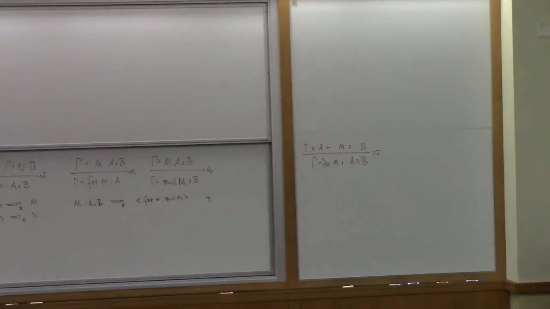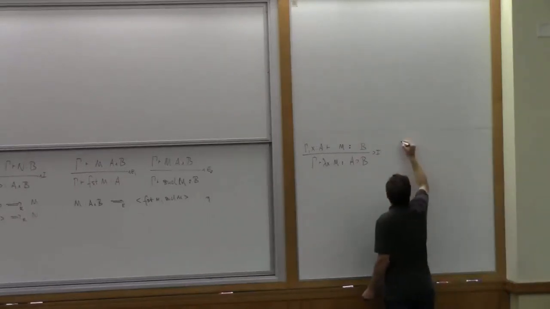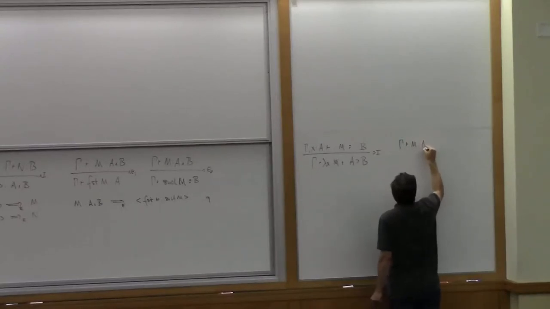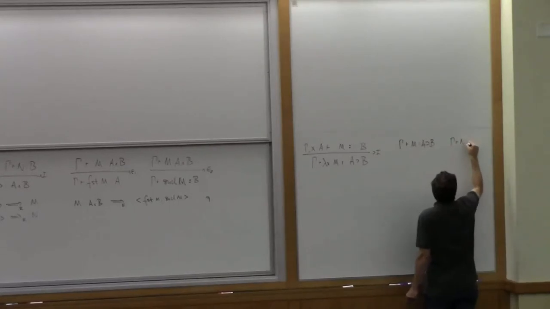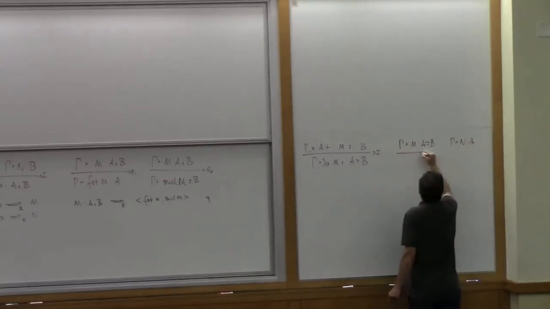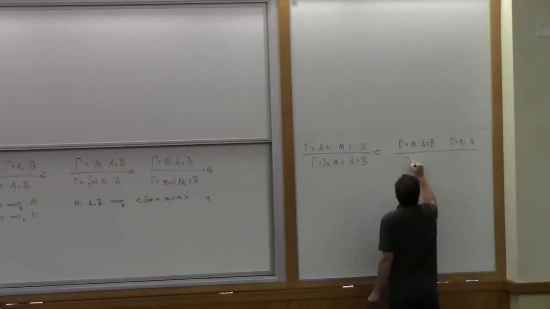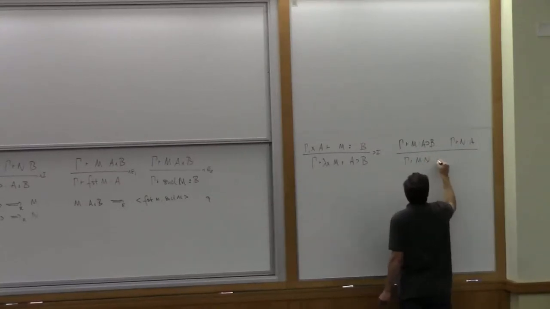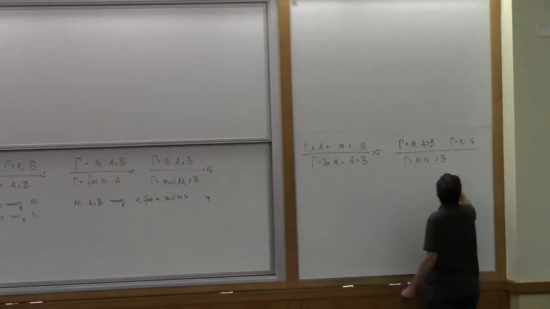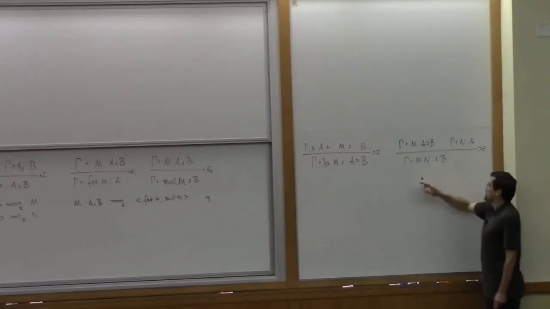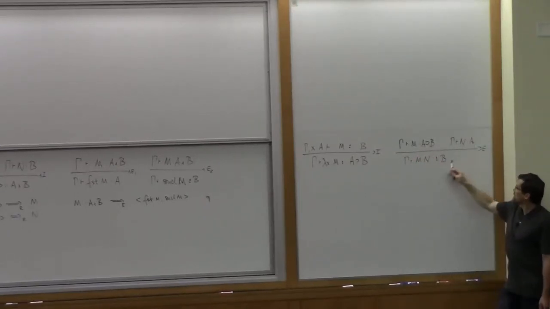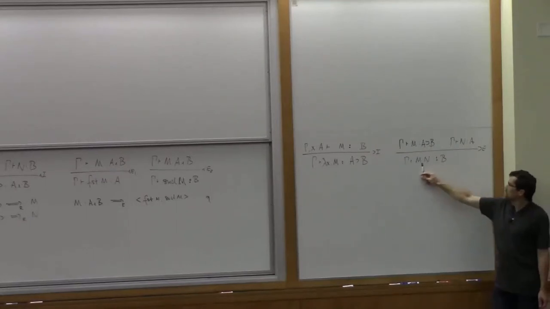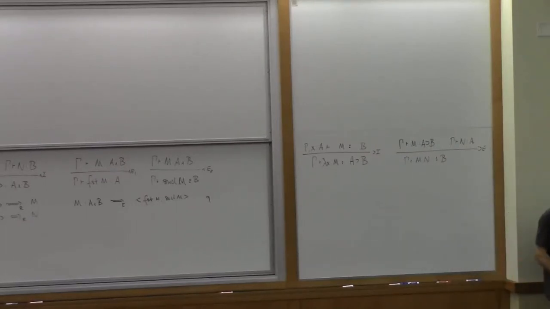And then the corresponding elimination rule is: if I have M of A implies B and I have N of A, then I can apply that function to N and get a proof of B. So this corresponds to applying this function, which if you give it a proof of A gives you one of B, to a proof of A, and you get back a proof of B. And we just write that by juxtaposing, M applied to N.